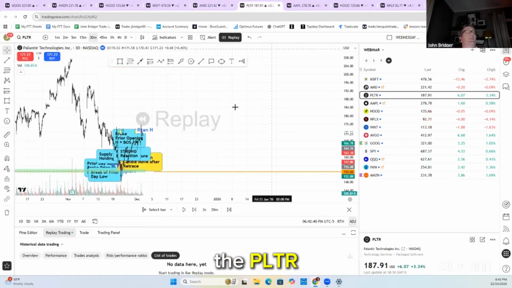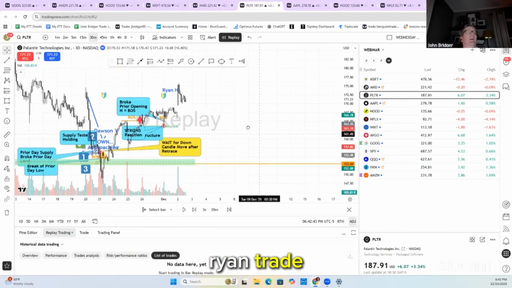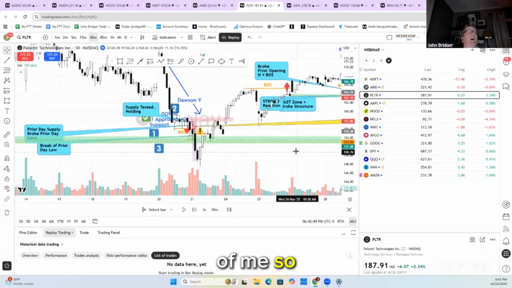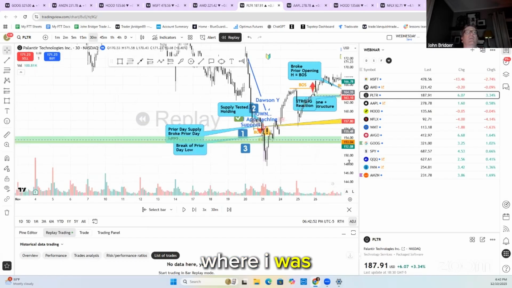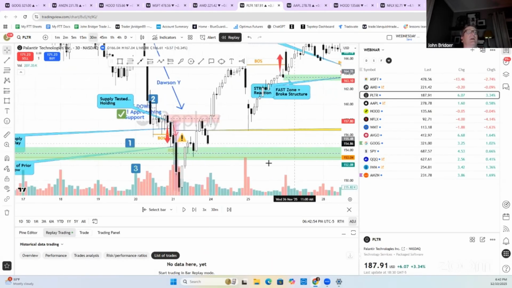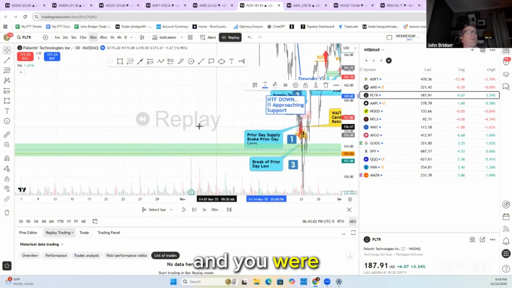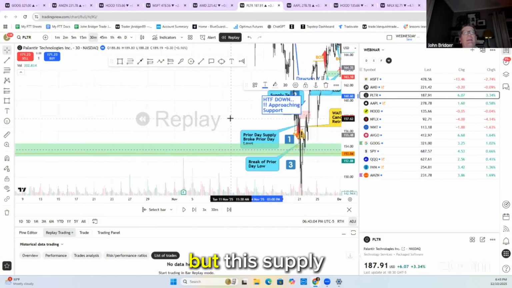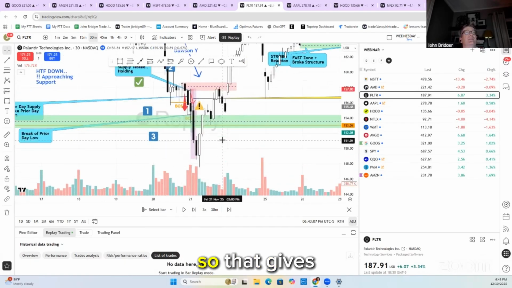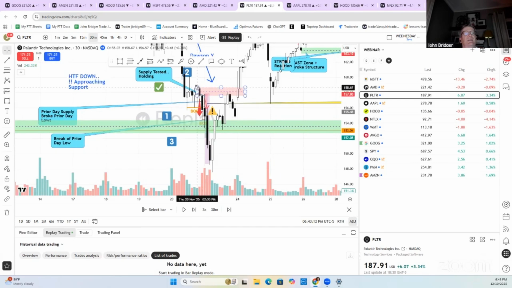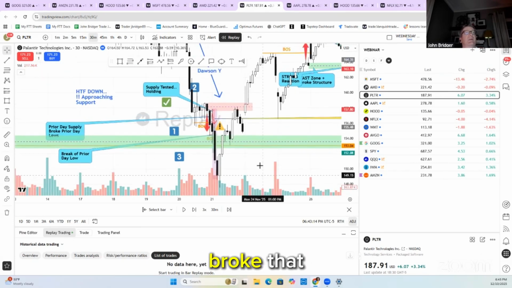Let's go on to PLTR. This is another Ryan trade, I believe. Actually, Dawson and a Ryan trade. We got two of them here. So this is one where it looks like Dawson, I got you doing a short off of, again, another good thing here. You were approaching this support area, but this supply zone broke through that, right? So that gives you some confirmation to play it short here because you got, again, the supply zone that kind of broke that support.